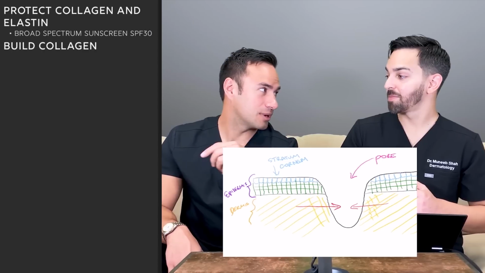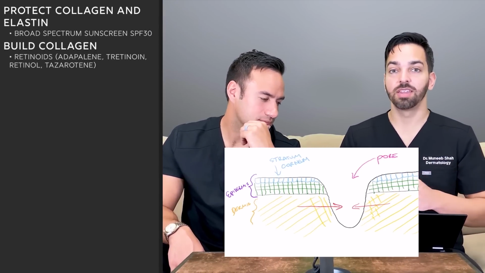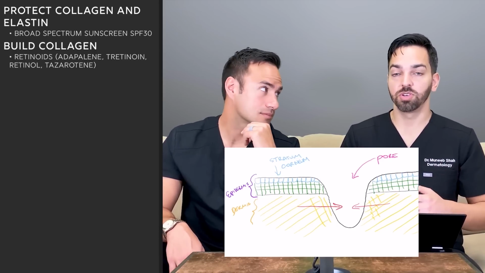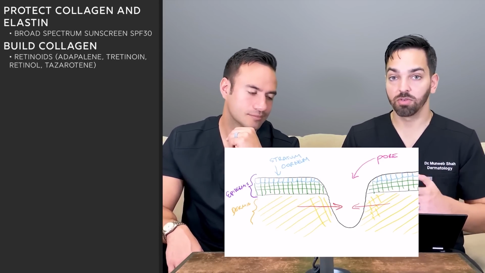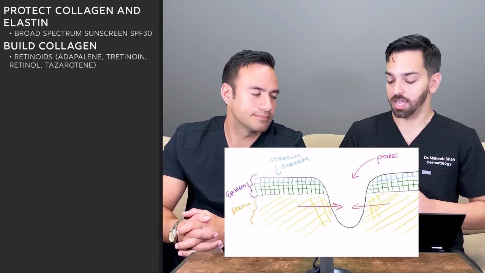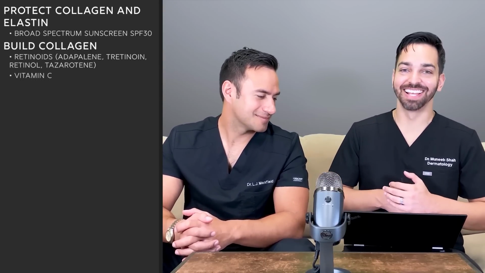Foundation, vitamin A derivatives, Retin-A, retinols. Retinol, retinoid, adapalene, tretinoin, tazarotene, any of these ingredients are going to help build collagen over time. So your first line of defense, I think probably the most powerful and most studied form to build your collagen over time, is going to be your vitamin A derivatives. Another option, vitamin C, potentially niacinamide as well.